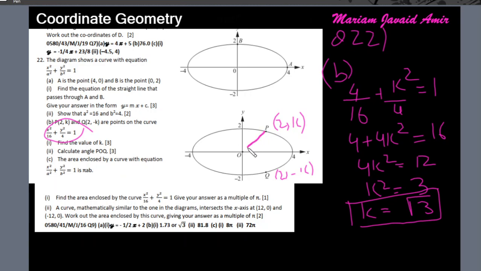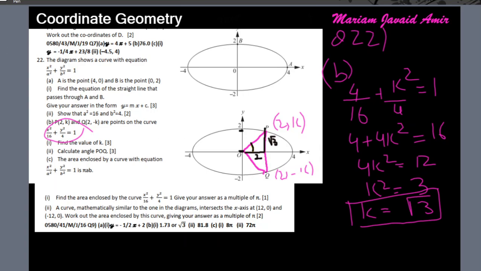Find the angle POQ. So now we need this angle. Also we know that I can find half of the angle and then multiply it with 2 to get the whole angle. Now to find half of the angle, I need this height. This goes from 0 to k, and k is under root 3. So height is under root 3, or the perpendicular is under root 3, and this goes from 0 to 2. So this is 2.